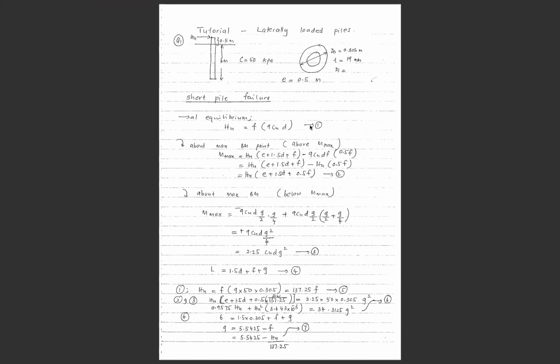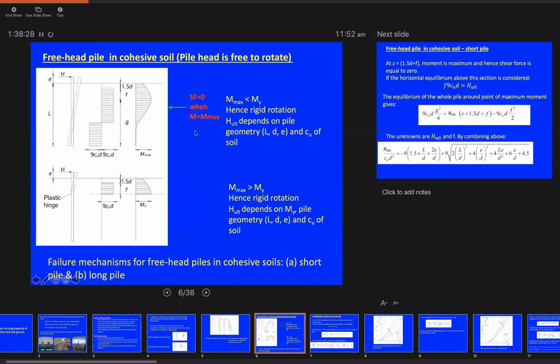So that's equation number 1. And we're going to get other equations from the sum of moments on the system. We need to separate the sum of moments into 2 parts: the first part above the maximum bending moment point, and the other part below it. Above the maximum bending moment point, we only have 2 forces, which are H ultimate and the soil reactions within the length F.